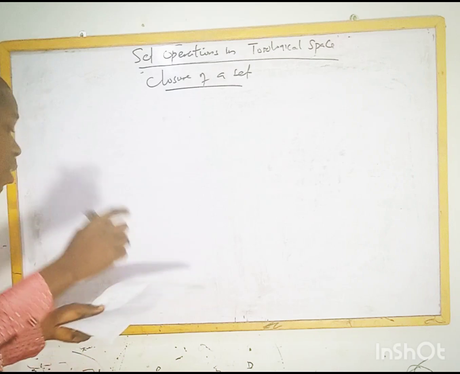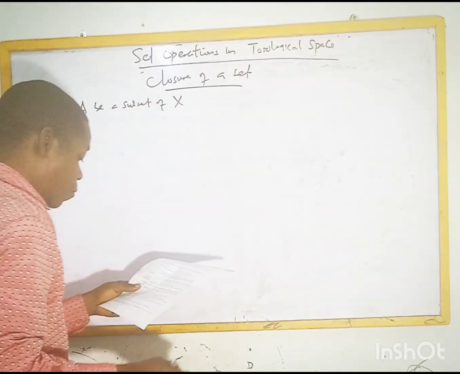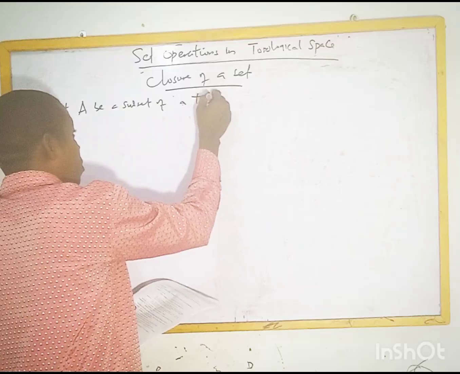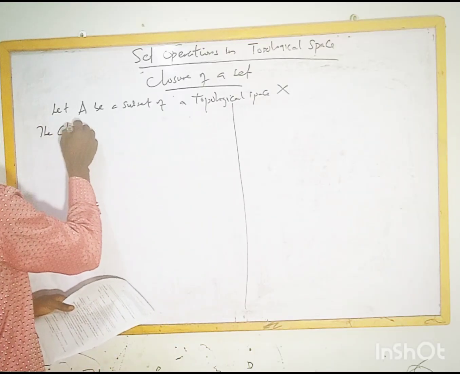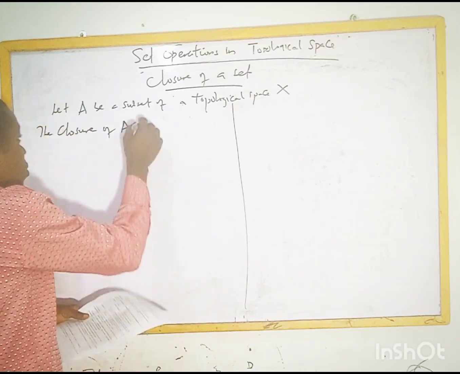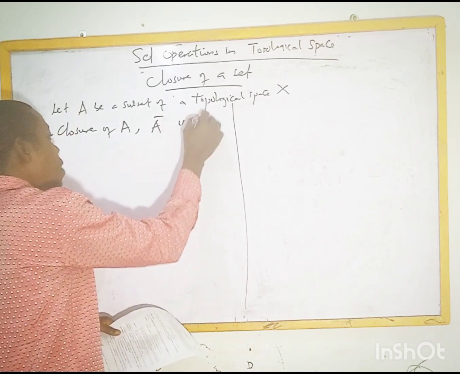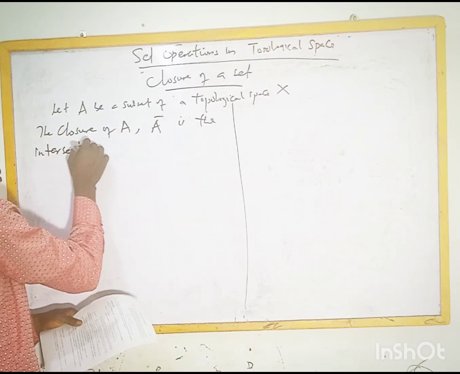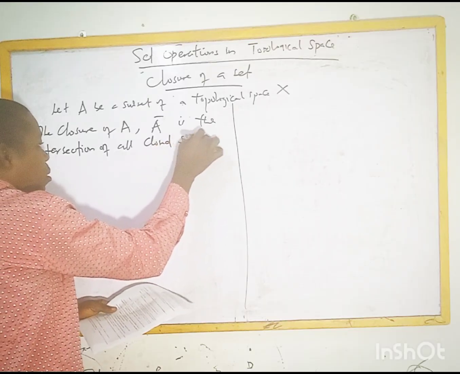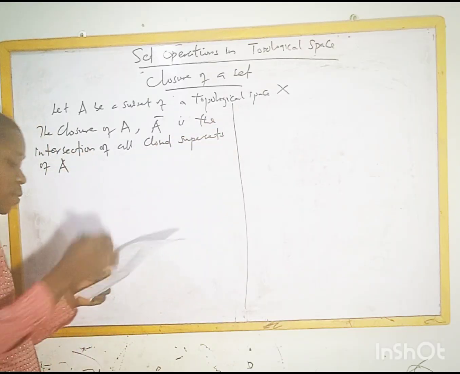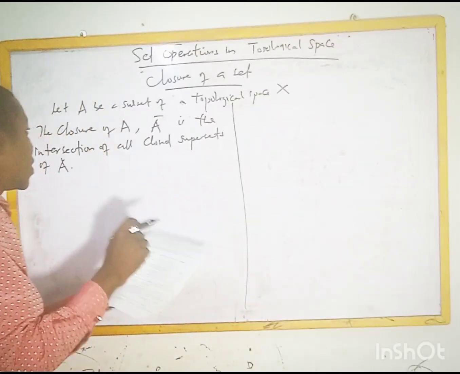Let A be a subset of a topological space X. The closure of A, denoted by A bar, is the intersection of all closed supersets of A. That is what is meant by the closure of a set.